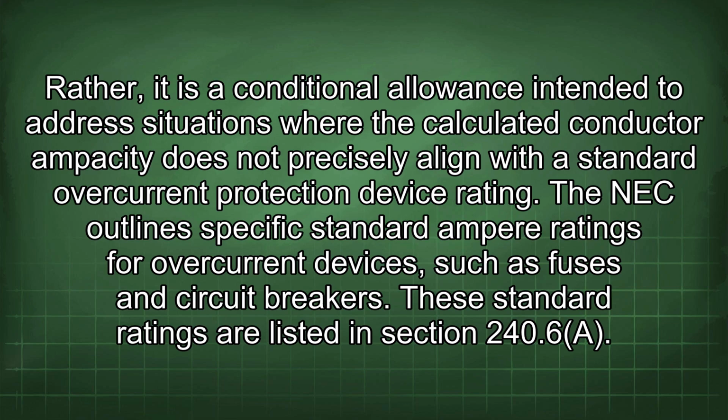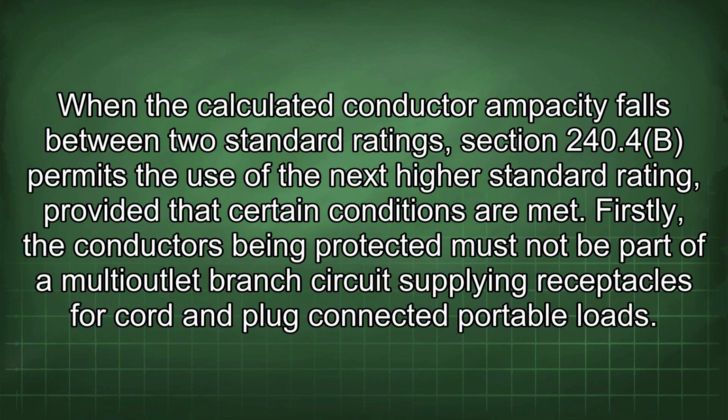The NEC outlines specific standard ampere ratings for overcurrent devices, such as fuses and circuit breakers. These standard ratings are listed in Section 240.6(A). When the calculated conductor ampacity falls between two standard ratings, Section 240.4(B) permits the use of the next highest standard rating, provided that certain conditions are met.